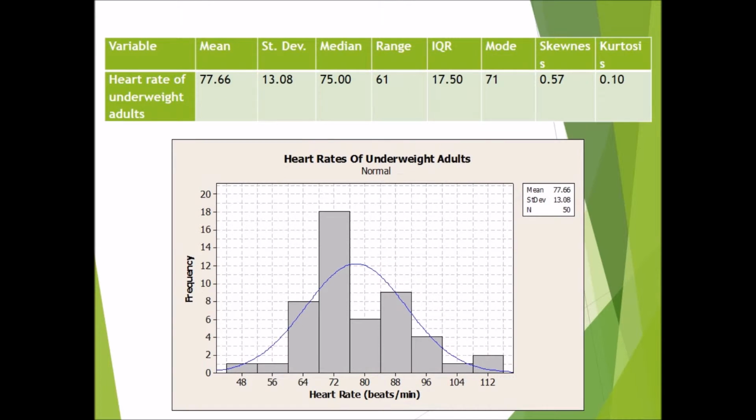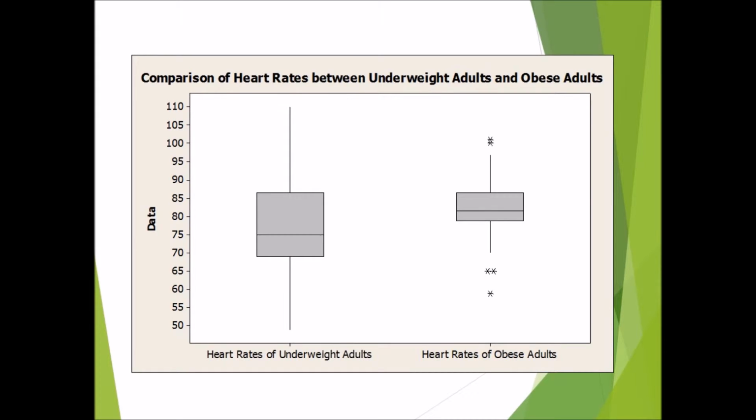Now, by comparing the heart rates of the underweight adults, we can see that the mean of the underweight adults is lower compared to the overweight adults. The mean is 77.66, which is about 5 units lower. We also can see that the graph is skewed towards the right, hence it shows that the average, median and mode of the heart rates are lower compared to the overweight adults. This is a summarized data of the heart rates between underweight adults and obese adults shown in a box plot.